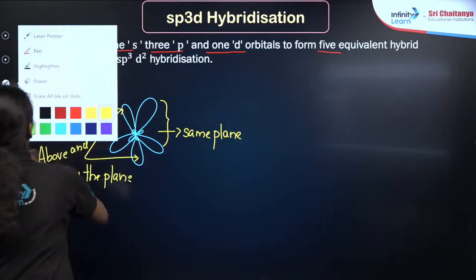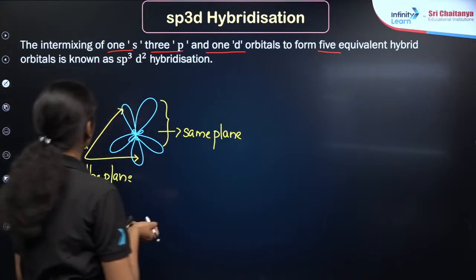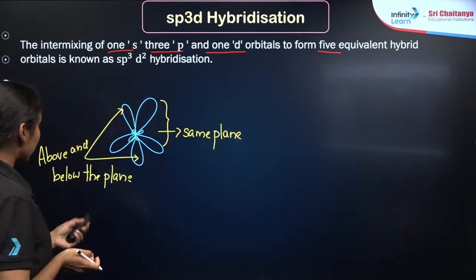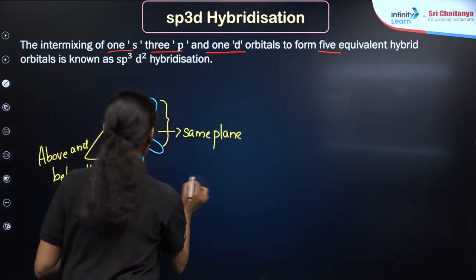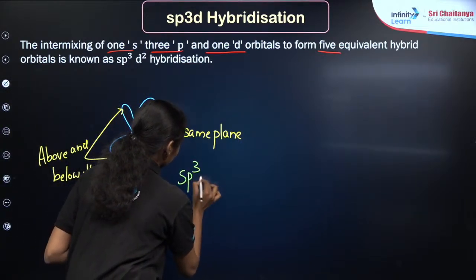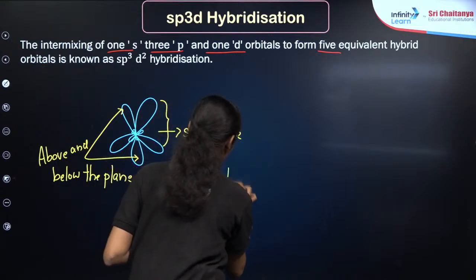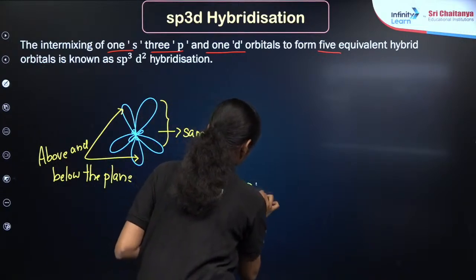Now, let us take the example here. Then what will be the shape here, the structure? sp3d means trigonal bipyramidal, right? Trigonal bipyramidal.